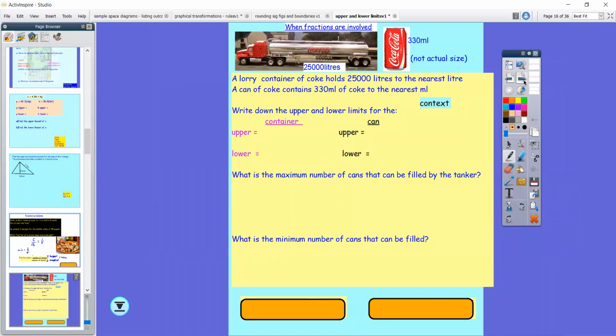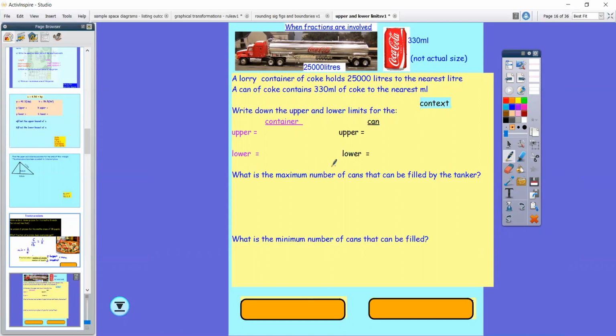now, I don't even know if this thing actually exists or it's a toy, but anyway, I thought it was an interesting thing to sort of discuss here. This Coke container. So they're going to do the upper and lower boundaries. That's the nearest litre, the nearest millilitre. Okay, so we have got an issue in that there's unit changes here. They're going to have to be aware of that.